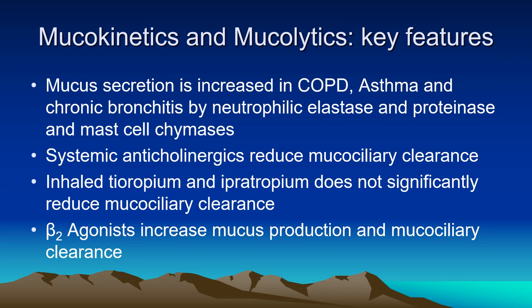Among the general mucolytics and mucokinetics, increasing mucus secretion in COPD, asthma and chronic bronchitis is by neutrophilic elastase and proteinase and mast cell chymases. Systemic anticholinergics reduce mucociliary clearance, but topical anticholinergics do not. Therefore, inhaled ipratropium actually has better mucociliary clearance activity. Beta-2 agonists also increase mucociliary clearance. Therefore, they would have a role if cough with some production is due to underlying causes such as asthma.